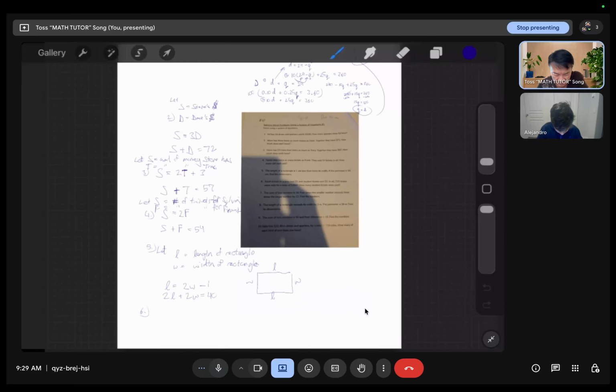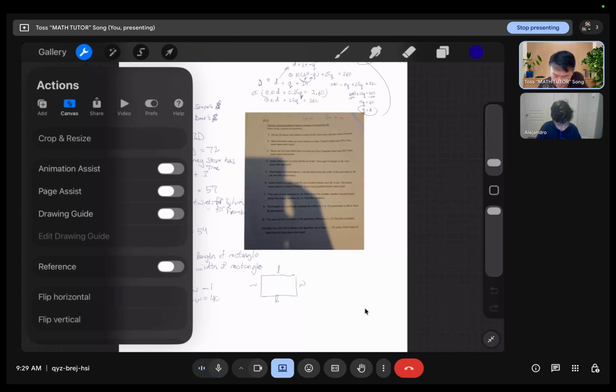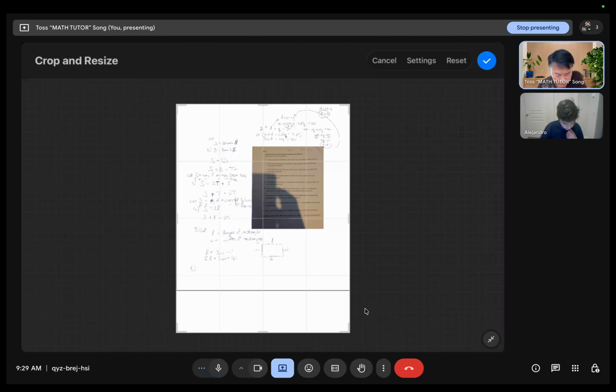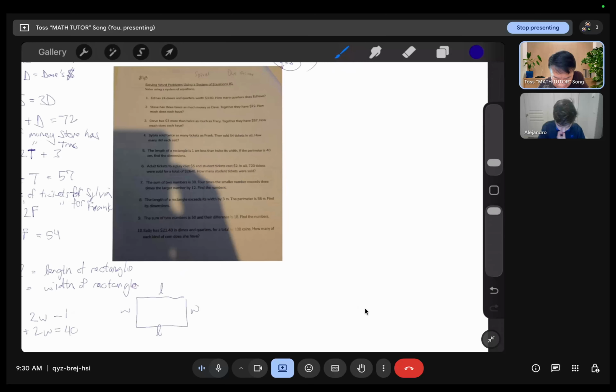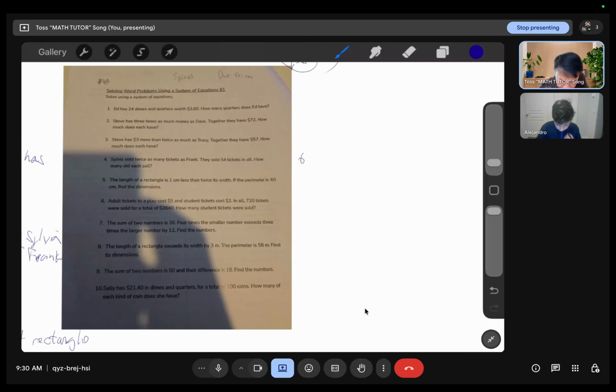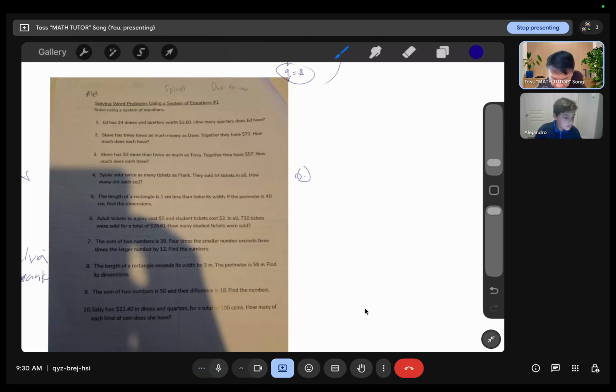Let me expand this a little bit, or I'll put it over here. Okay, let's do 6. Adult tickets, student tickets. I'll use lowercase for them. If there's a name, I'll uppercase it, but anyway, let's assign or declare the variables.